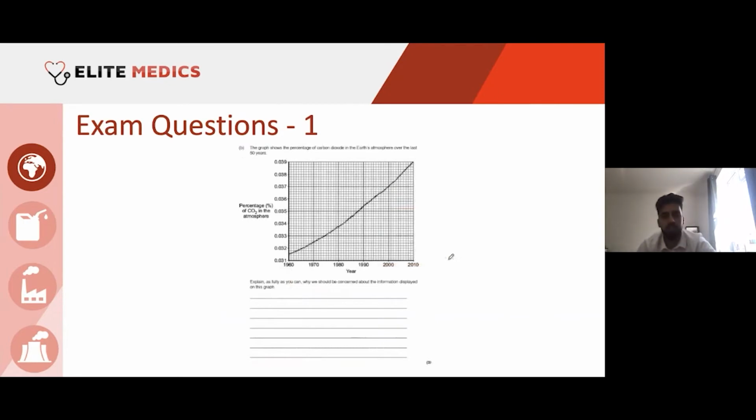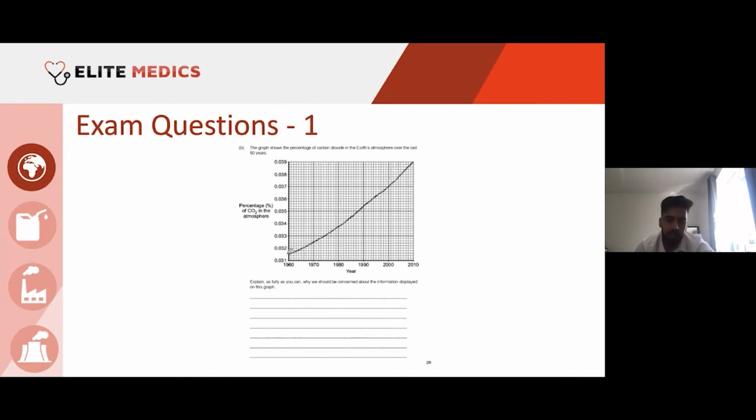Okay, the graph shows the percentage of carbon dioxide in the Earth's atmosphere over the last 50 years. Explain as fully as you can why we should be concerned about the information displayed on this graph. So it looks like the percentage of CO2 in the Earth's atmosphere has been steadily rising, pretty much in a linear fashion since 1960. So it just goes to show that our CO2 levels are going to continue rising in the future. Maybe actually it's not even linear. Probably it's getting a bit steeper, maybe.